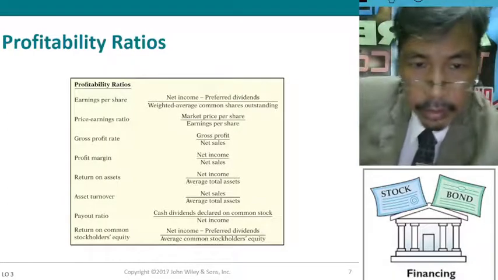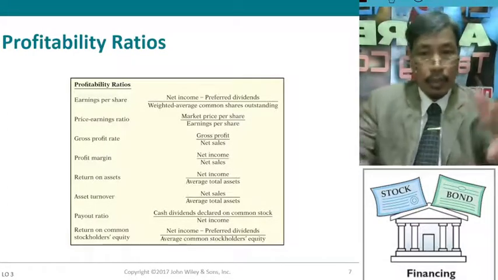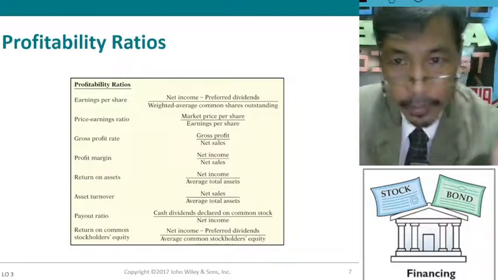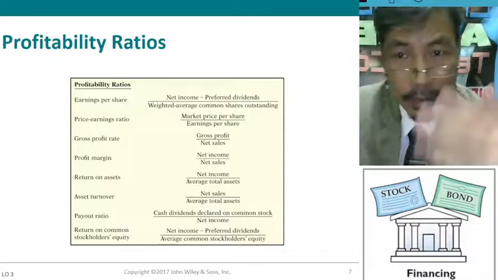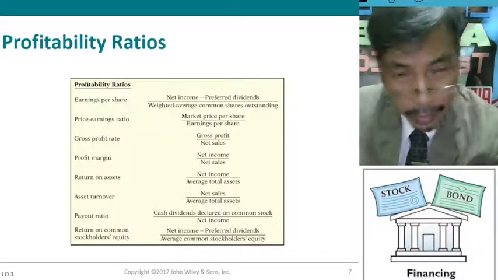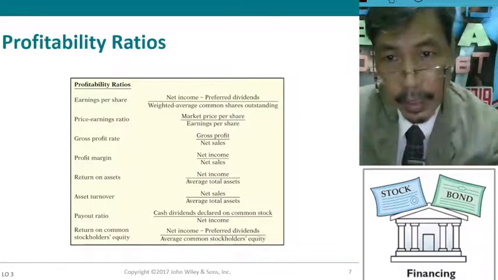Return on common stockholders' equity. So there are only one or two items here that we just discussed for the first time. All the others we already discussed in our different lessons before.